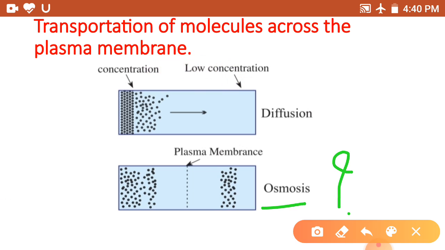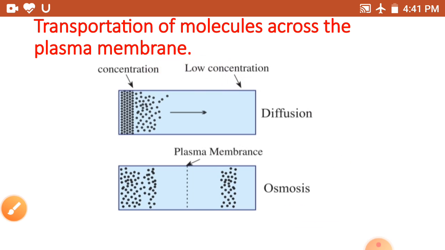What is osmosis? The movement of solvent or water from higher concentration to lower concentration through a semi-permeable membrane is called osmosis, or the movement of solvent or water from lower concentration to higher concentration with the help of a semi-permeable membrane is called osmosis.